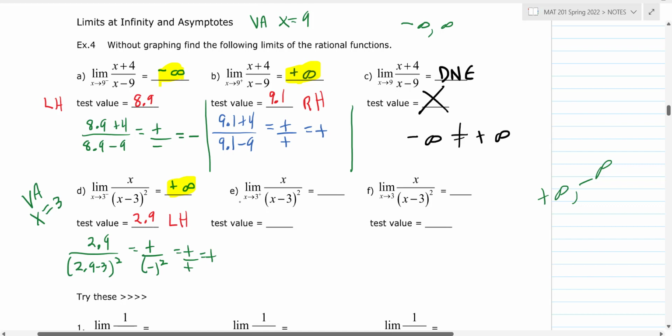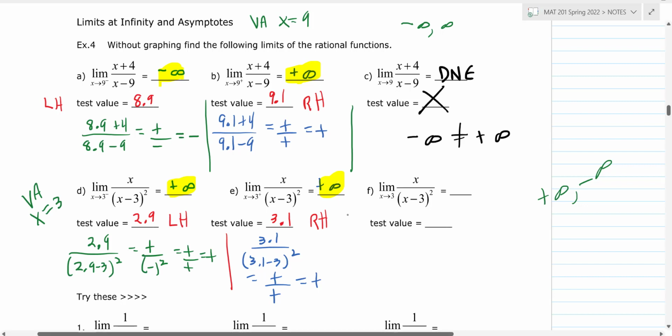Okay, the next one's a right-hand limit. So what are you going to use as a test value? I would say 3.1. Plug it in, and when you practice this, you start getting to a point where you can just kind of do this in your head anyway. You can just tell what the answer is if you imagine the test point in your head. So this would be 3.1 over 3.1 minus 3 squared. That's a positive numerator. That's a positive denominator. Therefore, you get positive infinity on that then.